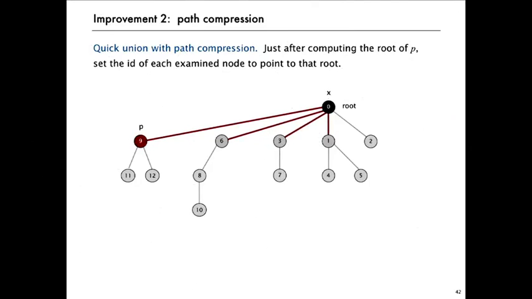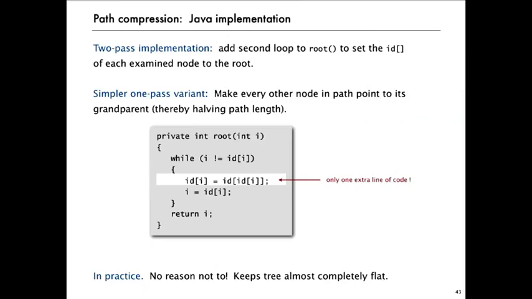That's going to be a constant extra cost. We went up the path once to find the root. Now we'll go up again to just flatten the tree out. And the reason would be, no reason not to do that. We had one line of code to flatten the tree, amazingly.